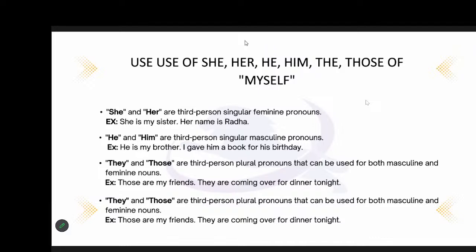Okay. So now they and those are third person plural pronouns that can be used for both masculine and feminine nouns. Those are my friends. They are coming over for dinner tonight. Now we can use these also like this, like, those are my friends. They are coming for dinner tonight. For both we can use them, okay? Now next.